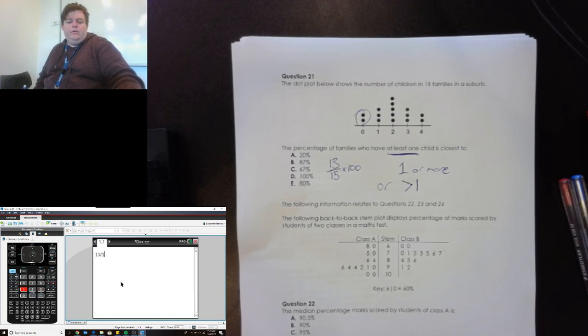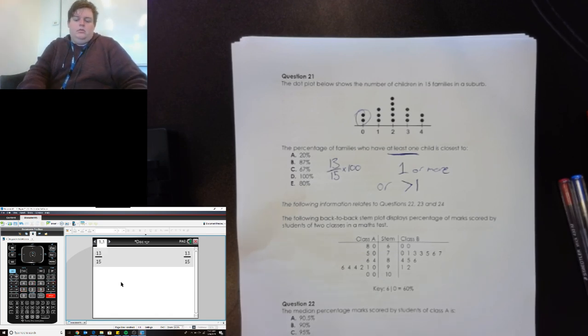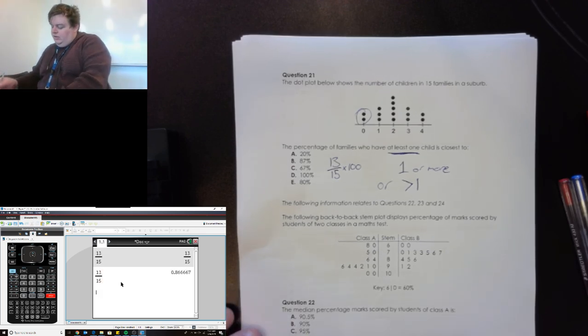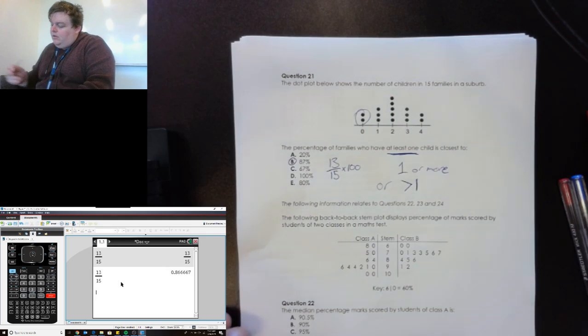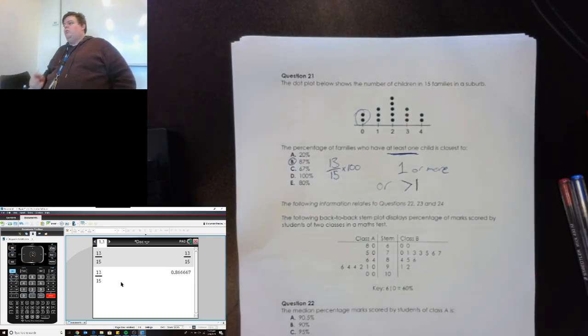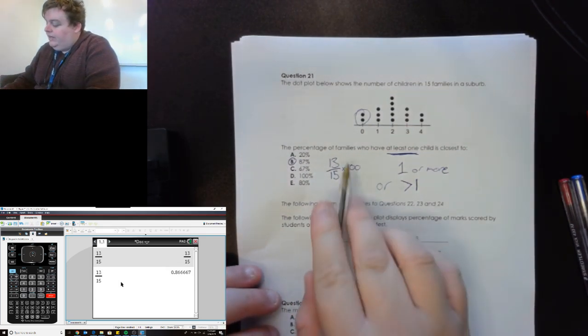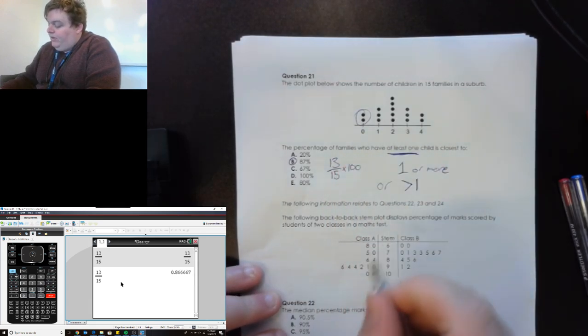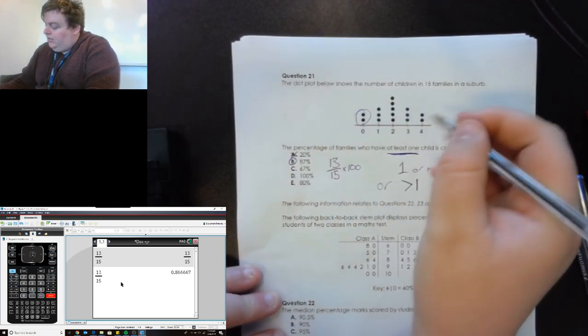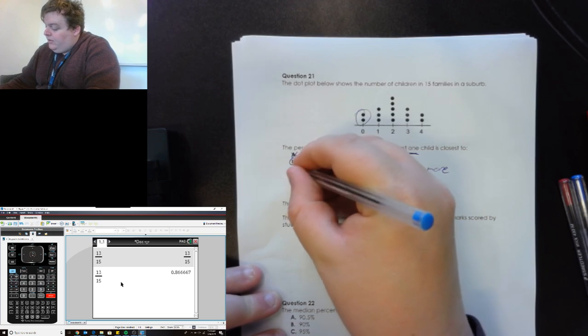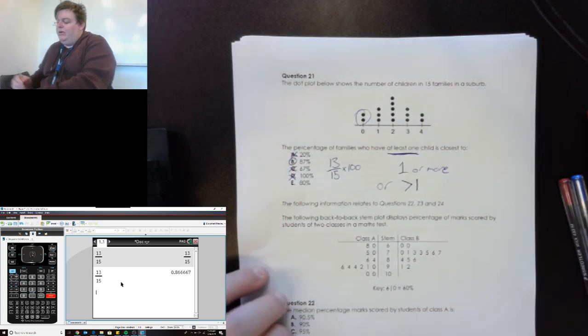13 out of 15. Thank you, CAS. Yeah, 87%. So that's B, right? And even if you weren't too sure how to do that process, you could look at this and say that it's definitely more than 20%. It's more than 2/3. It's not 100%. You'd be left with B or E.